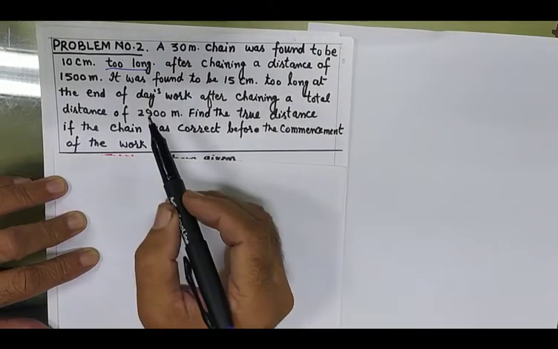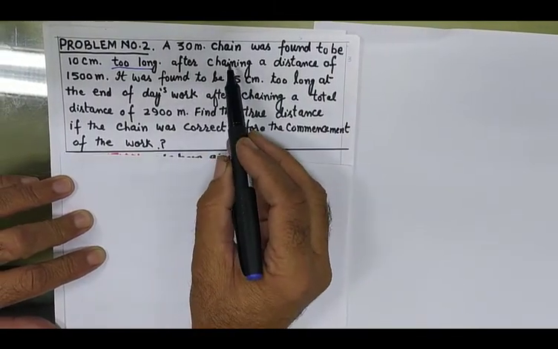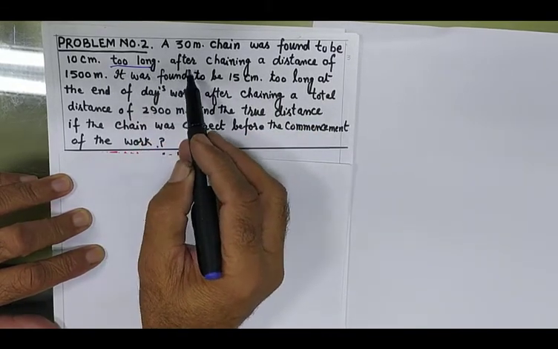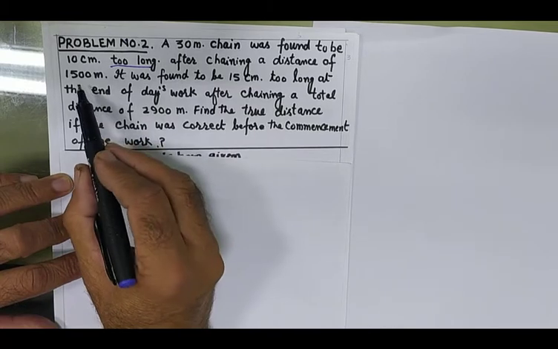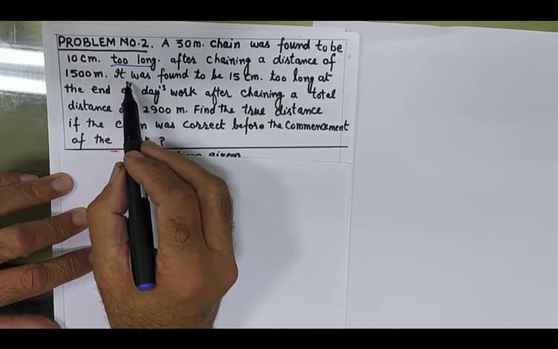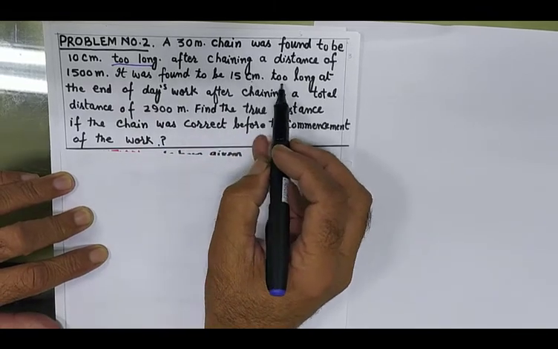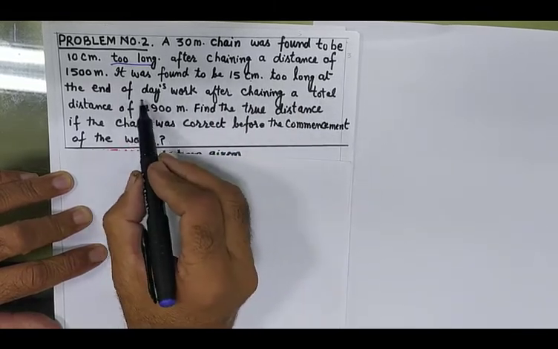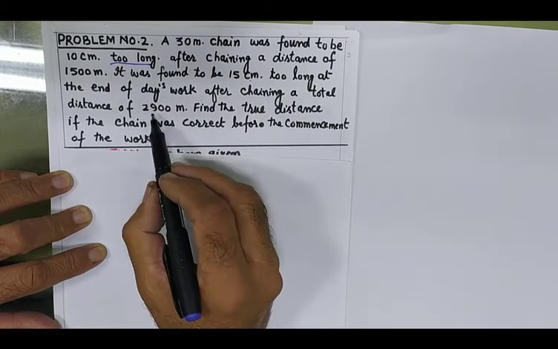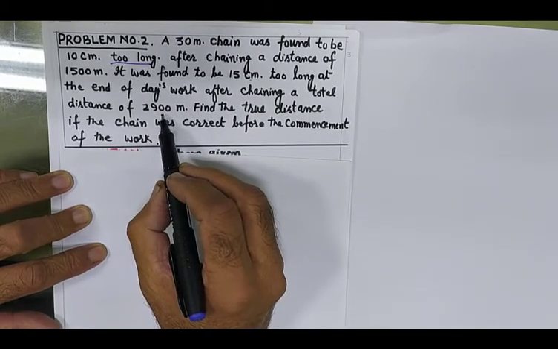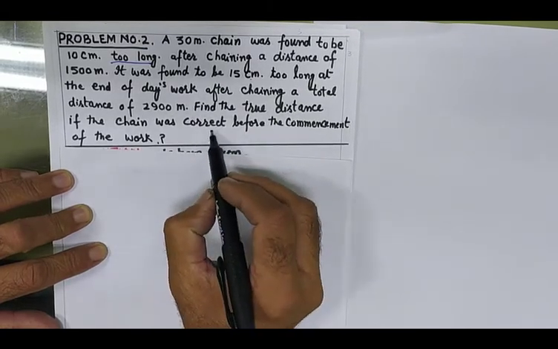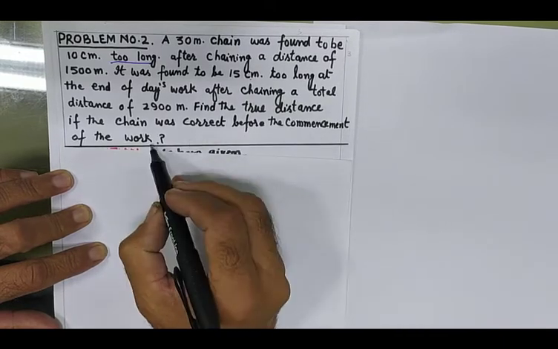In the second problem, a 30-meter chain was found to be 10 centimeter too long after chaining a distance of 1500 meters. The same chain was found to be 15 centimeter too long at the end of the day's work after chaining a total distance of 2900 meters. Find the true distance if the chain was correct before the commencement of the work.